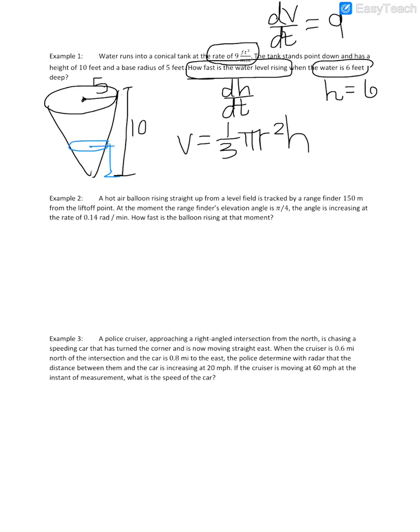But the problem is I don't know the radius. See how they told us the h was going to be 6? I don't know the radius at the time that I want it, and I also don't know the dr dt. So there's just too many unknown variables at this point for me to do this problem.